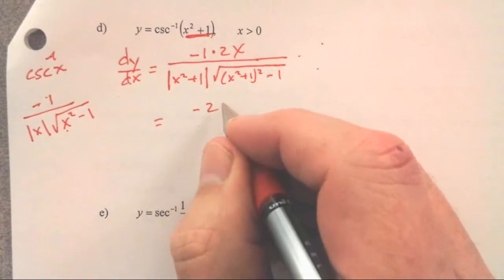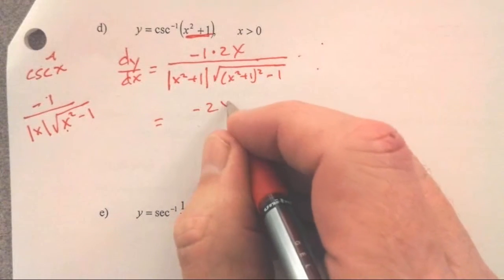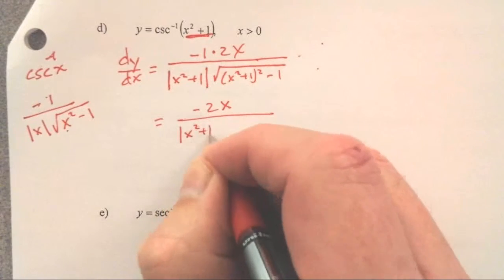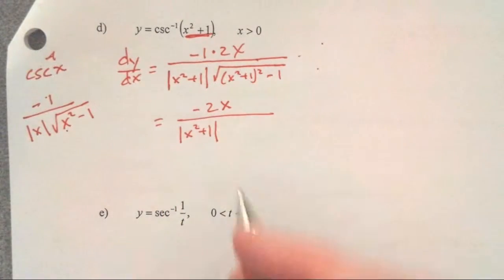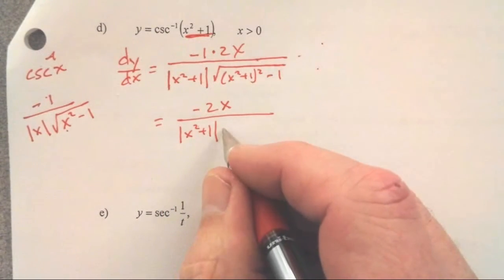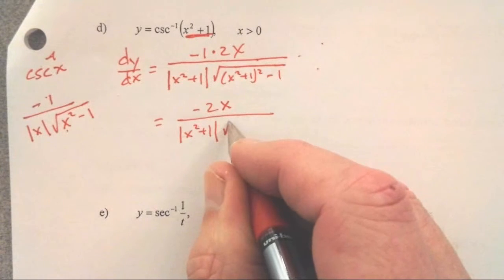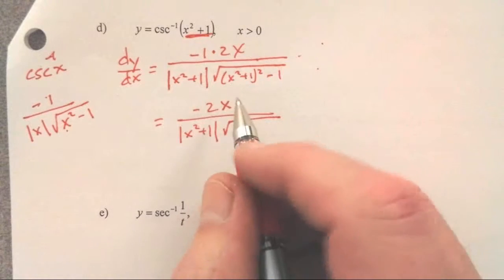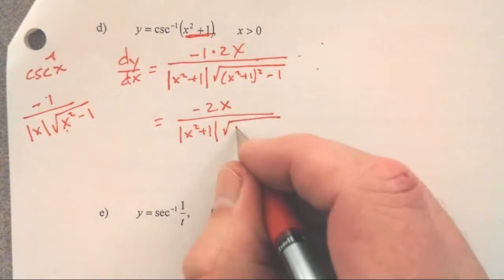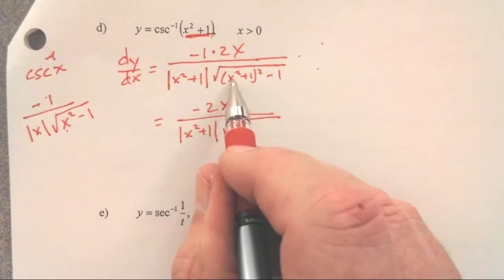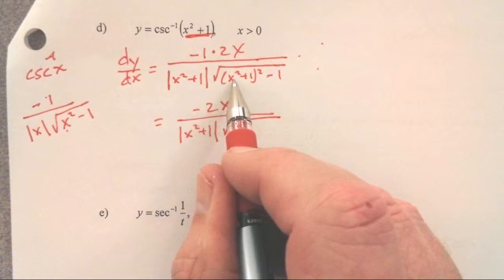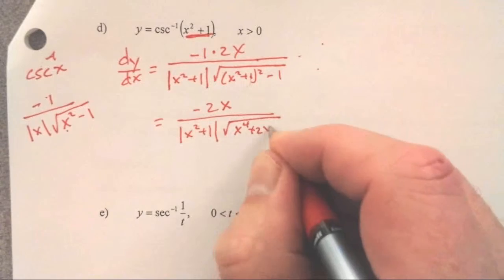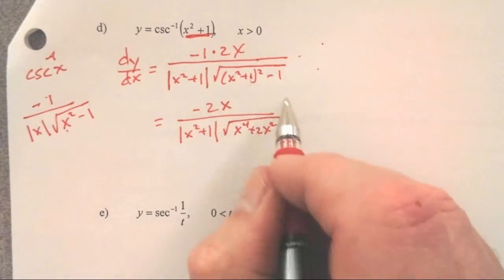Let's see, we get negative 2x on absolute value x squared plus 1. Well, that's kind of interesting. We're going to come back to that one. Times square root of, let's see, if I FOIL this, I get an x squared squared, I get x to the 4th, plus an x squared plus another x squared, plus 2x squared, I get a 1 times 1, 1 minus 1.